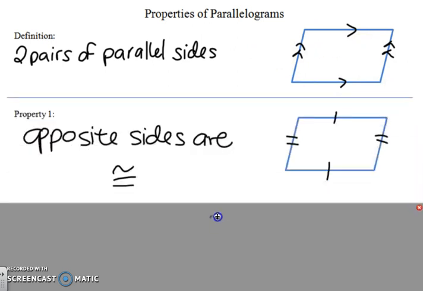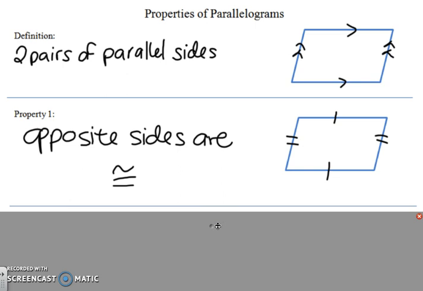Property 1. We know that opposite sides are congruent in a parallelogram. So I know this top side is congruent to the bottom, left is congruent to the right. If the top side is 10 centimeters, the bottom side is 10 centimeters. We don't necessarily know that these are the same. We just know that if they're opposite, they are the same.